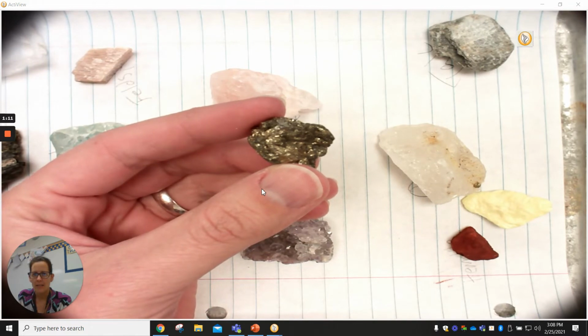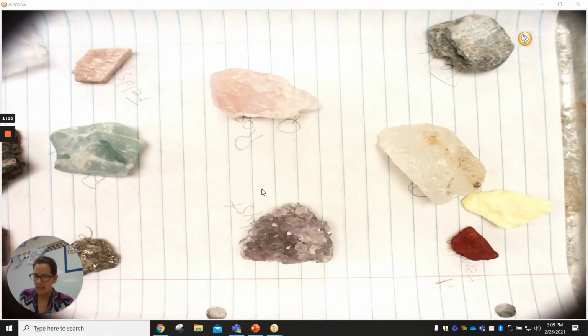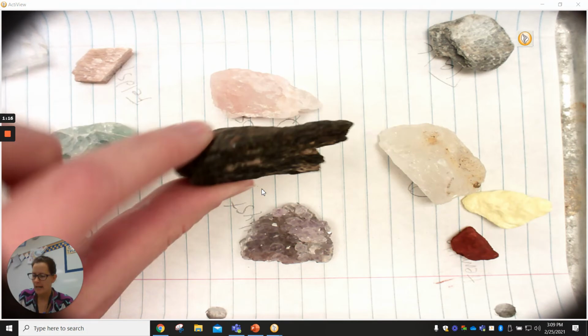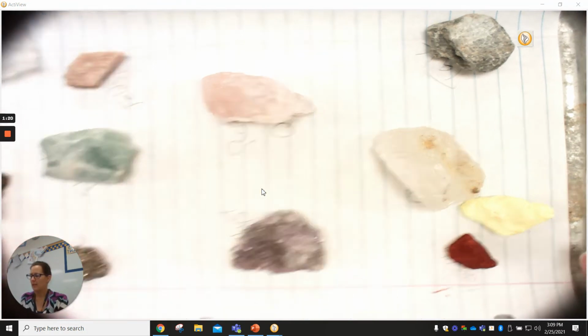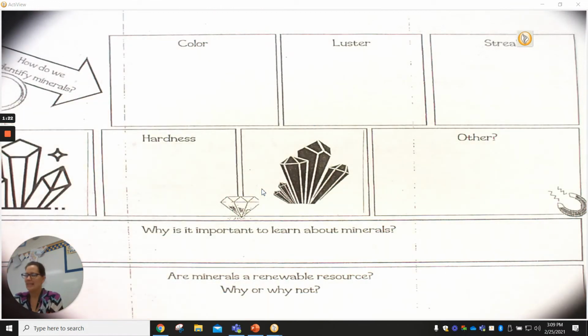There we go. Now you can see it. Okay. And this one right here would be black, I would say, right? Color's really easy for us to identify. It's just the color that we see with our eyes. Now the trick is color doesn't always tell us the correct answer for what a mineral is.